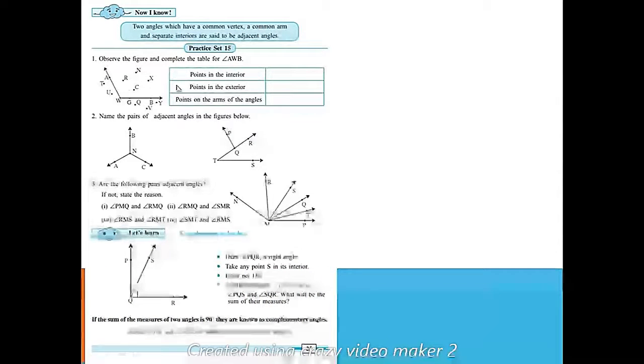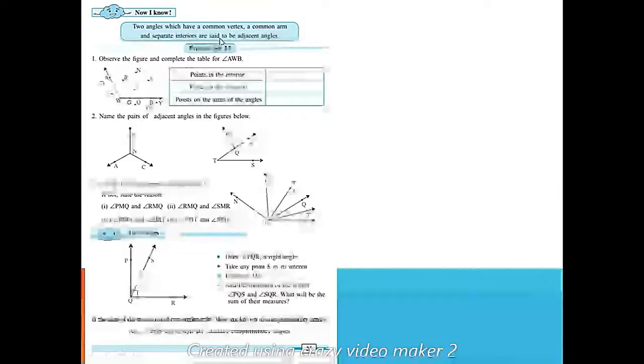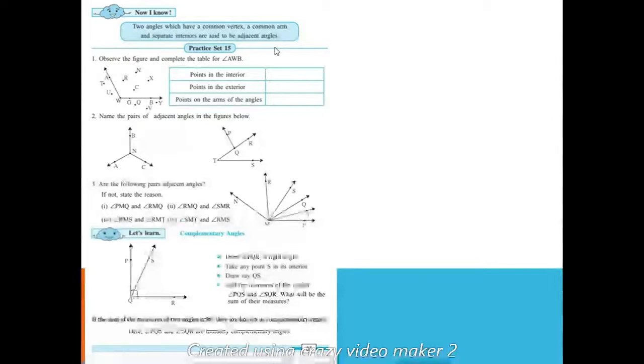Now here it is given the point. Two angles which have a common vertex, a common arm, and a separate interior are said to be adjacent angles. There are three circumstances in which adjacent angles are formed: a common vertex, a common arm, and a separate interior, that is, on the inside of the ray which forms two angles. This is the point that has to be remembered to form an adjacent angle.